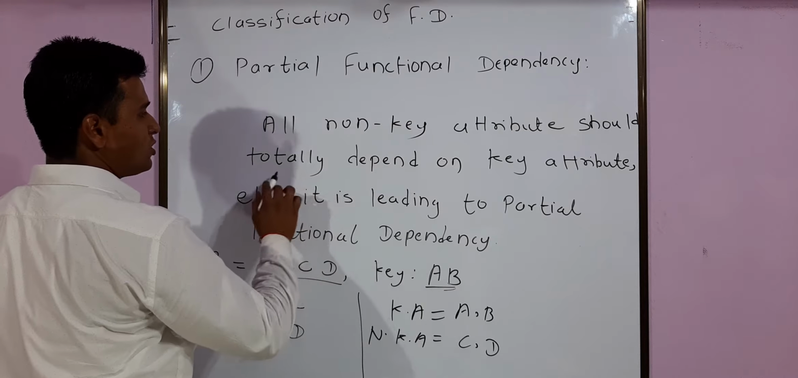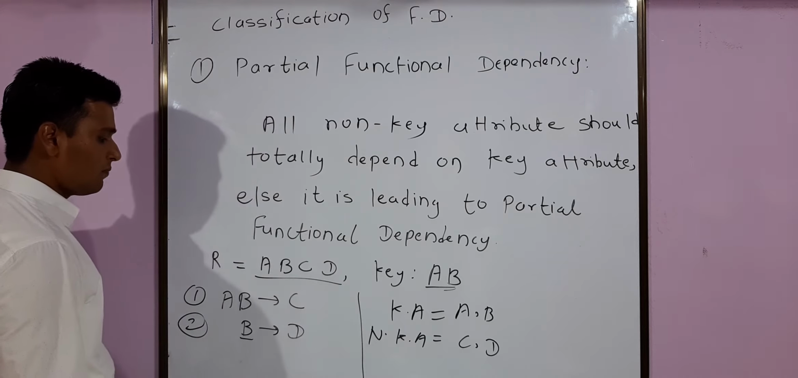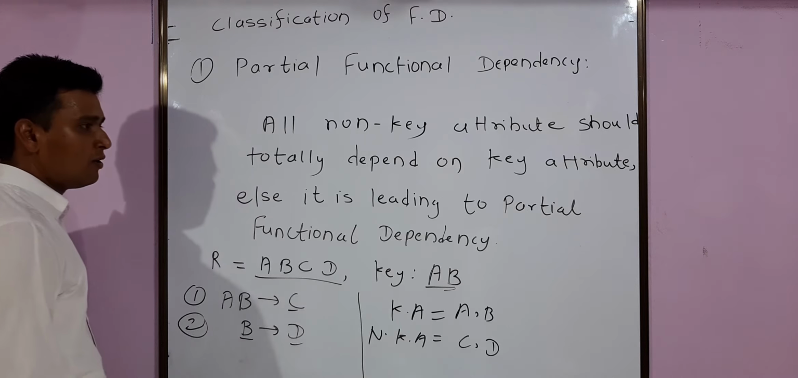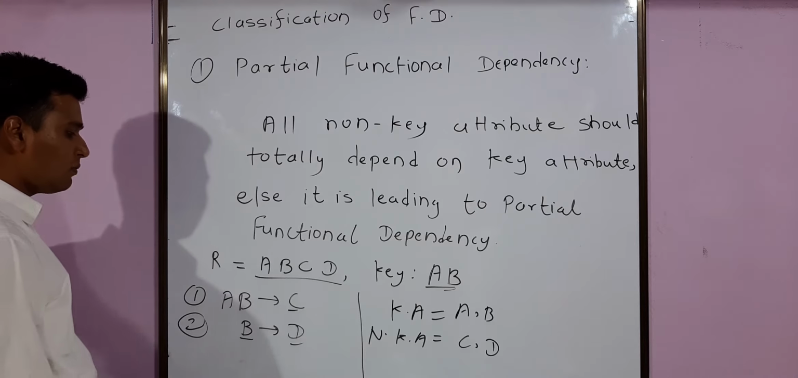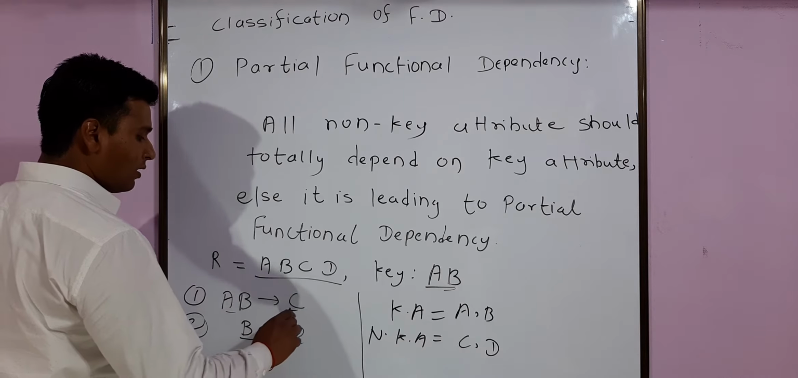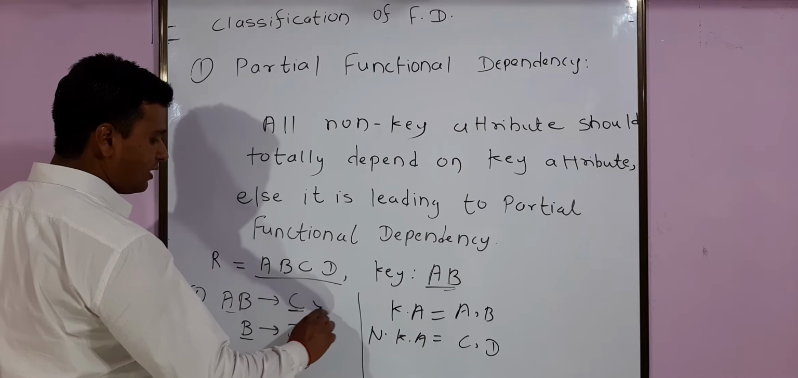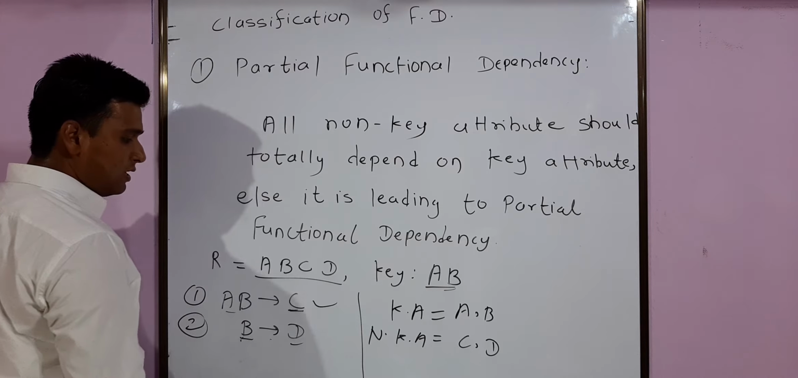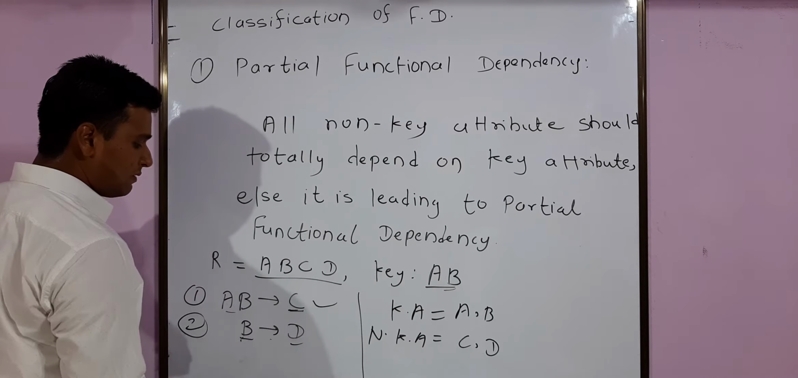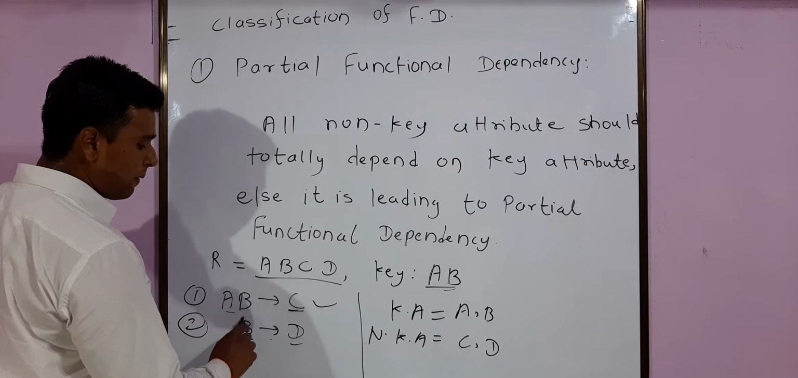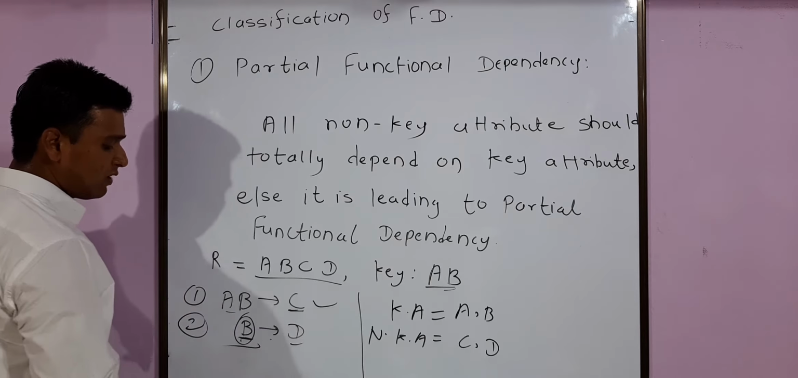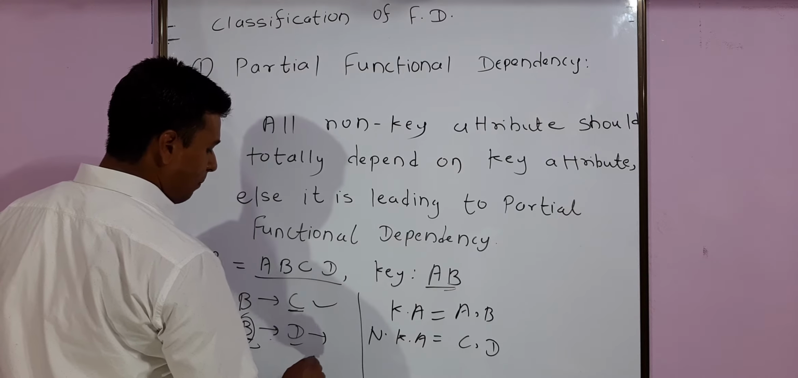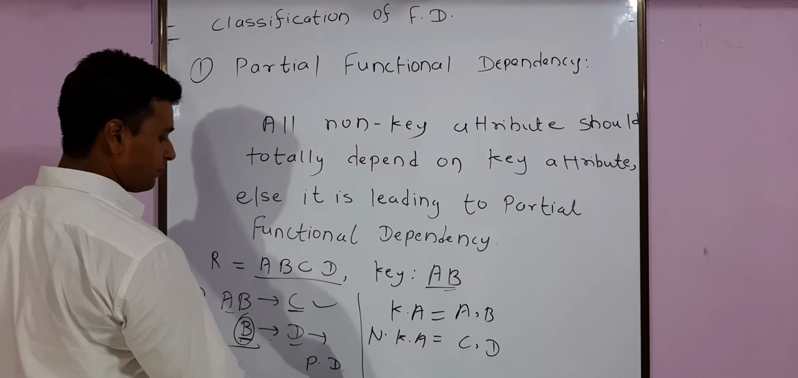All non-key attributes should totally depend on the key attributes. Here C is a non-key attribute, D is a non-key attribute, so they should all depend on the key attributes. What are the key attributes? AB. You can see AB determines C, it is correct, it is following the definition. But in the functional dependency B determines D, D is not totally dependent on the key attributes. It is depending on a part of the key attribute. Which is the part of the key attribute? That is B. In this case, you can say that this is leading to partial dependency.